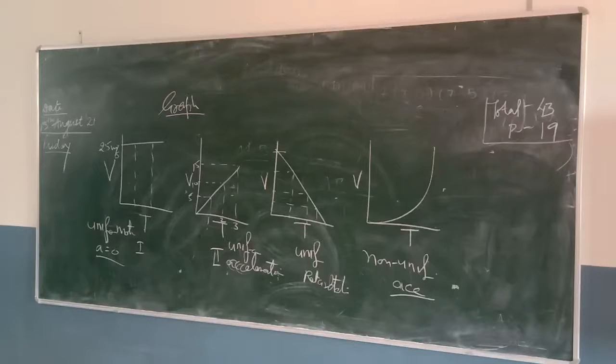Second one is, body has uniform acceleration. Third one is, a body has uniform retardation. And then last, a body has non-uniform acceleration.